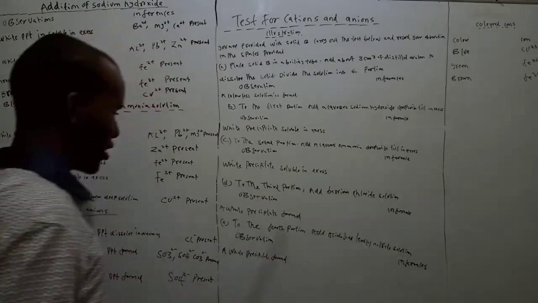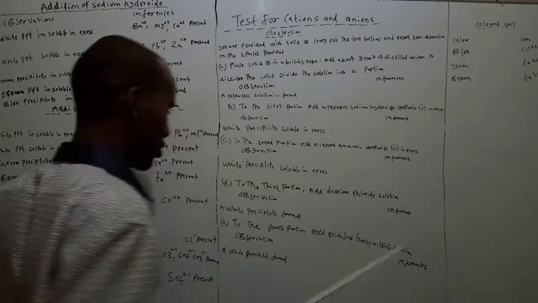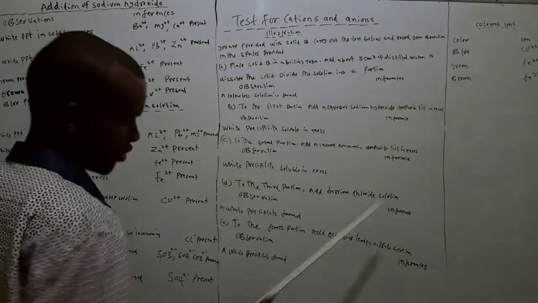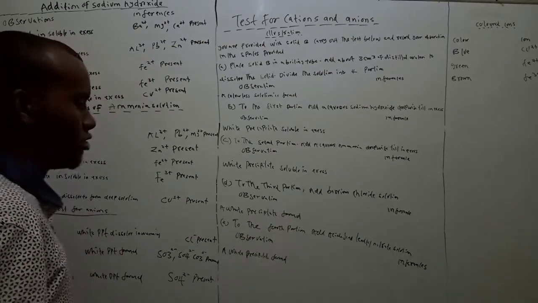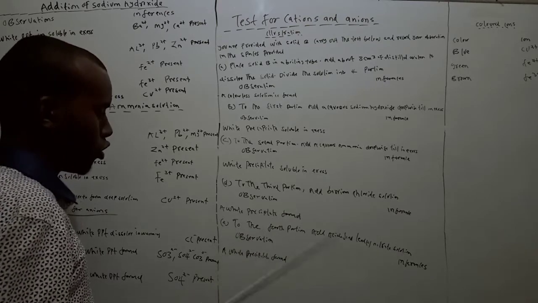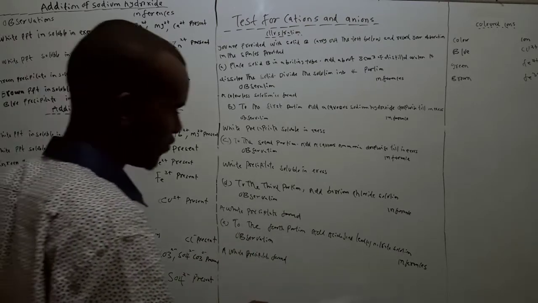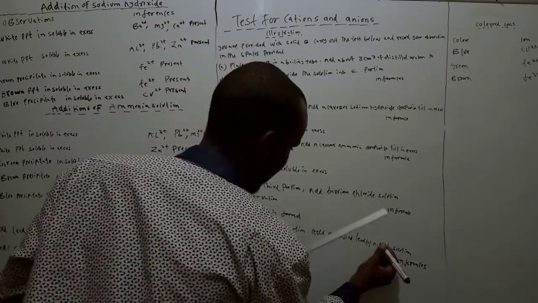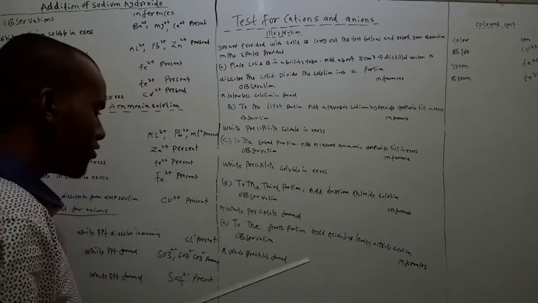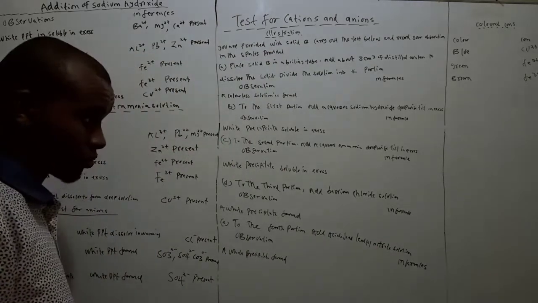Then the inference. Number D, to the third portion, add barium chloride solution. We have the observation and the inference. Observation says a white precipitate formed. So you are supposed to write the inference. Number E, to the fourth portion, add acidified barium nitrate solution. This is barium nitrate. Then we have the observation as white precipitate formed. You are supposed to write the inference.